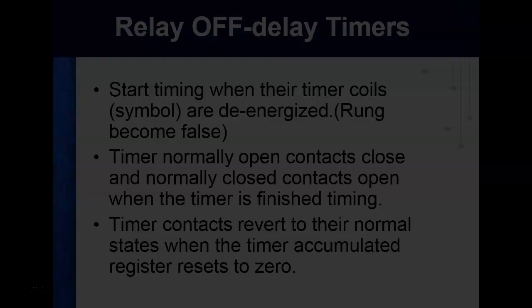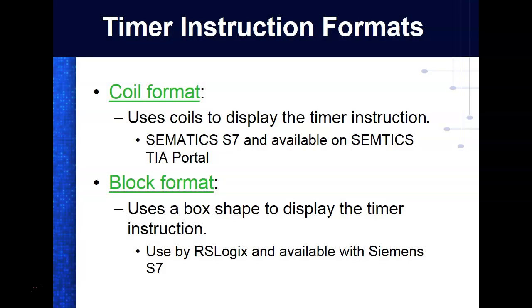So we'll look at it in a minute. Let's get there. We have two types of format. We have the coil format, which is used by S7. So if you get into the older S7 software, you'll use a coil format. So it'll look just like an output. I think you put the time on the top, and you give it an address on the top, and then put the amount of time on the bottom. The TIA Portal allows you to use either the block format or the coil format.